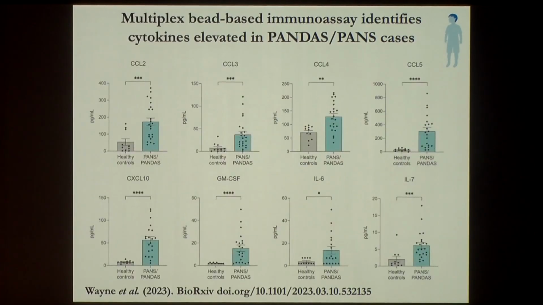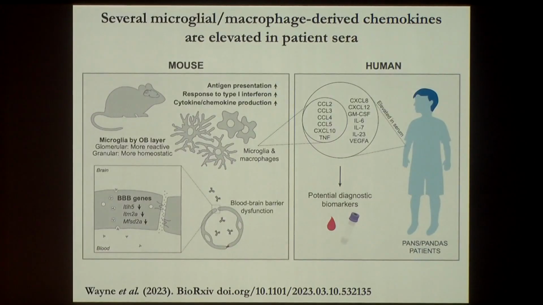And what was interesting, and I'm showing just a subset here, is several of the cytokines that are also upregulated by microglia and macrophages were highly elevated in sera from patients, including CCL2, 3, 4, and 5, CXCL10, and then obviously some of the classical T cell ones, IL-6, GM-CSF and IL-7. And so the question is, can these be used as biomarkers for the disease? And that's something that we want to see in the future.